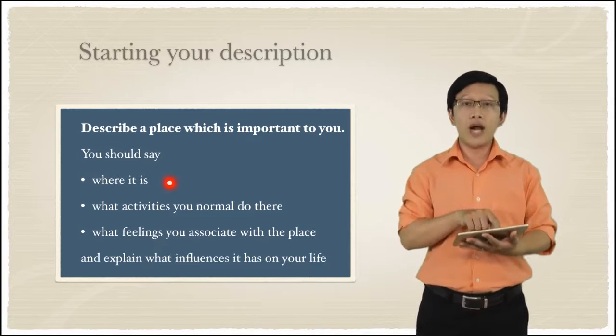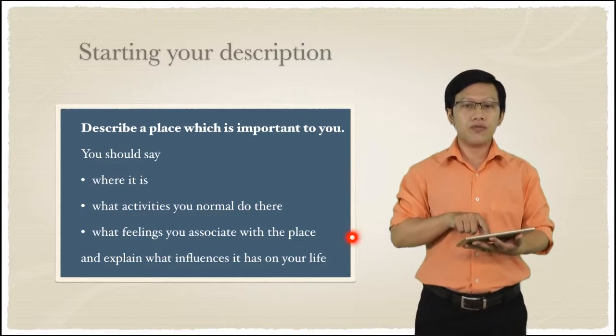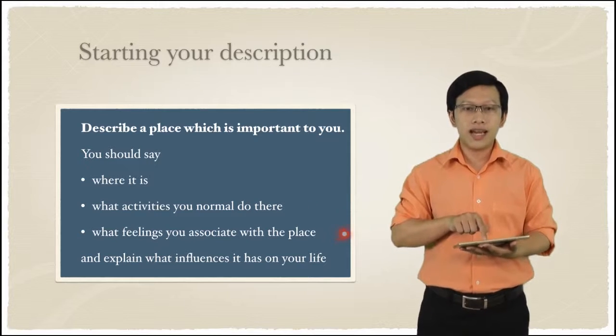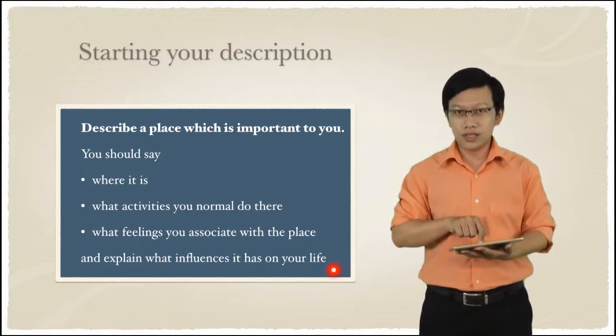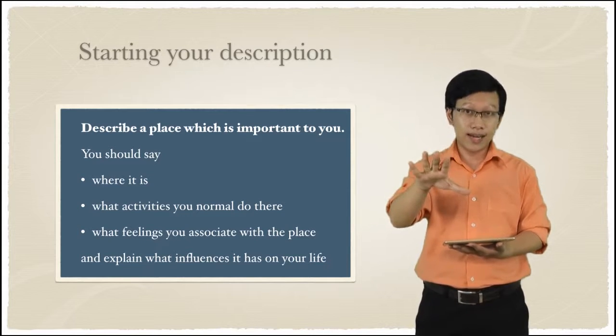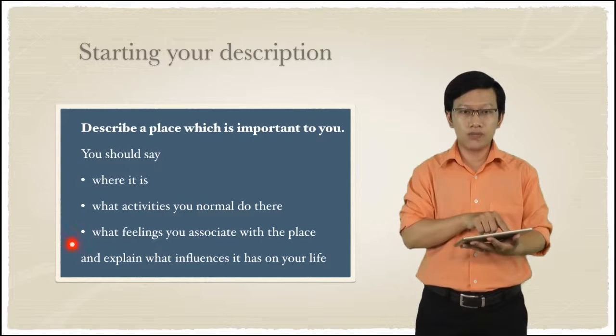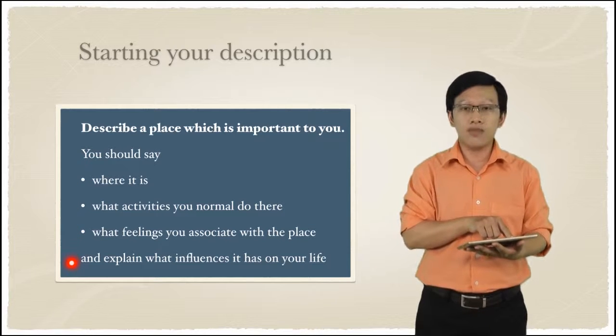You've got to say where it is, what activities you normally do there, what feelings you associate with the place, and explain what influences it has on your life. You should have a place in your mind right now. I don't know what place it is, but there are 4 ideas that you will have to talk about. Remember to cover all of them.